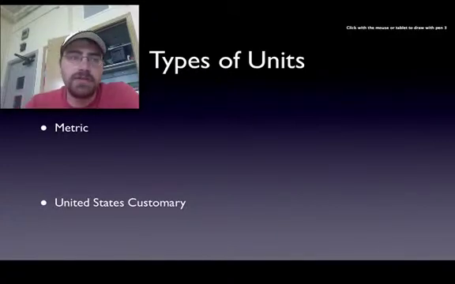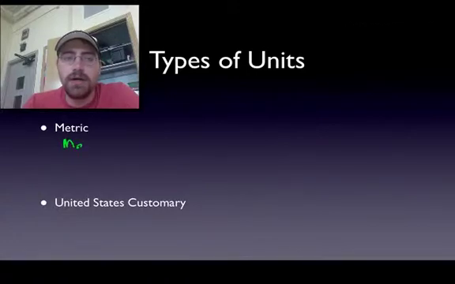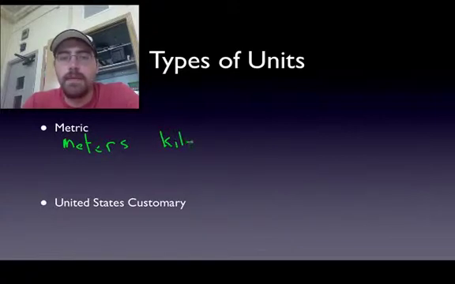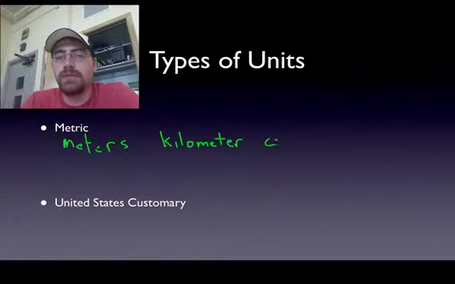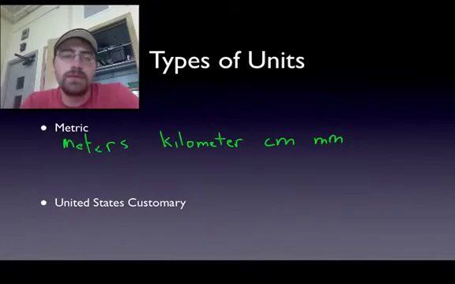When you talk about the metric system, you're usually thinking about things that can be measured. You can do distance, and when we talk about distance, we would talk about meters. We would talk about kilometers. That's a long distance. You can talk about centimeters, and really small measurements can be made in millimeters.